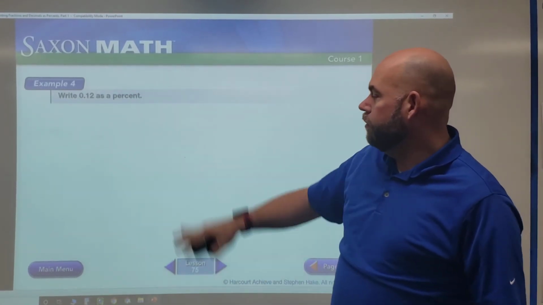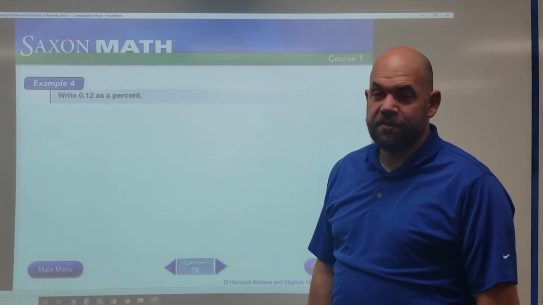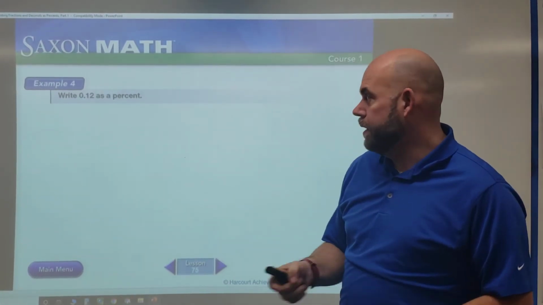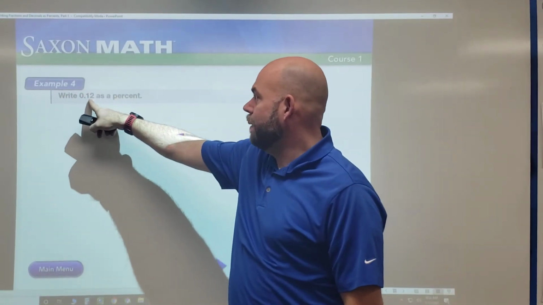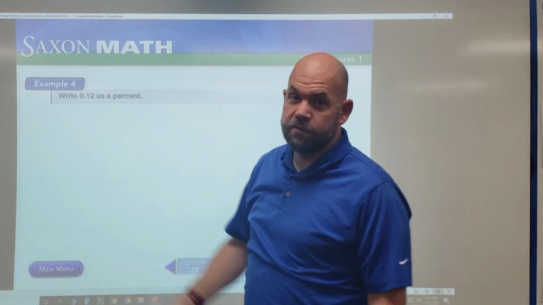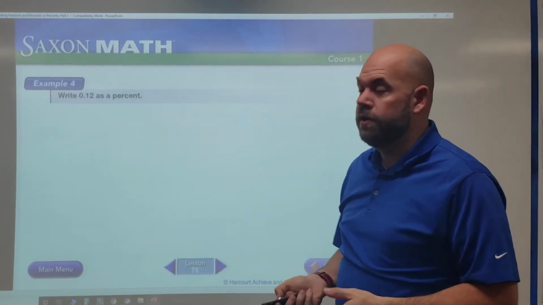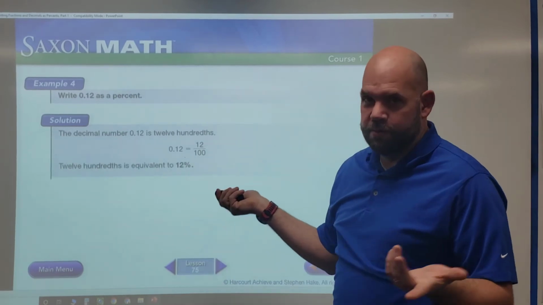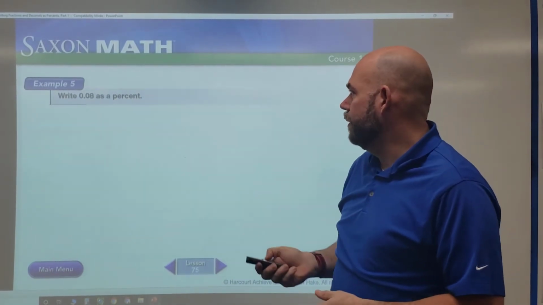Right, 0.12 as a percent, so now we're going from a decimal instead of a fraction. Well, that's pretty easy. We see that there are 2 spots, so this is in hundredths already, 12 hundredths. You would just rewrite that as 12 over 100 or 12%. So we can write that as 12%. That's an easy one. Let's do a little bit harder.